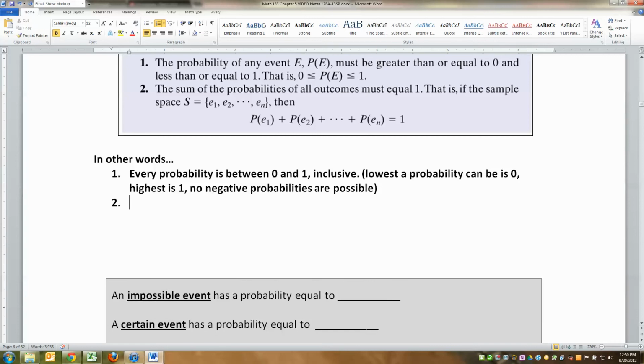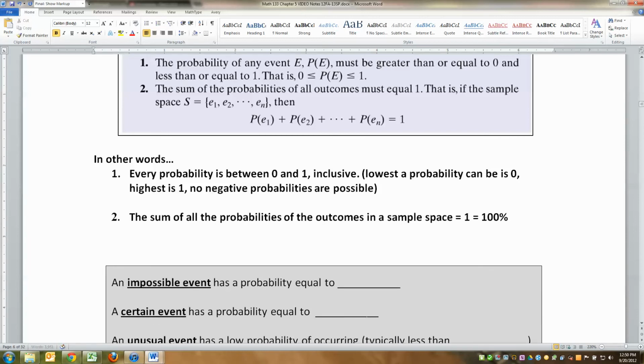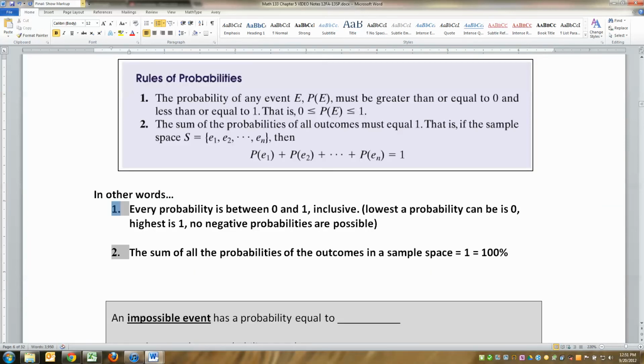Okay. Then the next one says the sum of all the probabilities in a sample space must equal, well, I should say the sum of all the probabilities of the outcomes, not the events, because events can be bigger than 1. Of all the outcomes in a sample space equals 1, 100%. Because you have to have everything accounted for by the time it's all over. So for example, if you look back to, there we go.